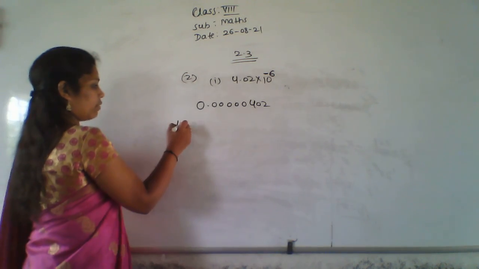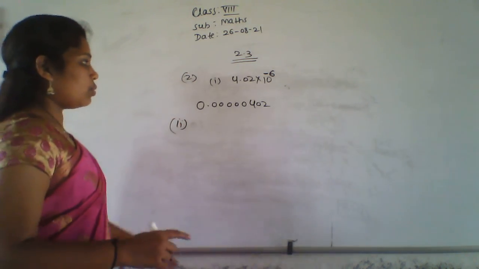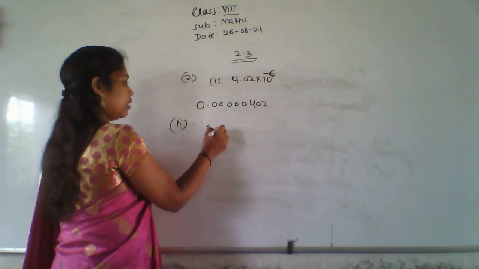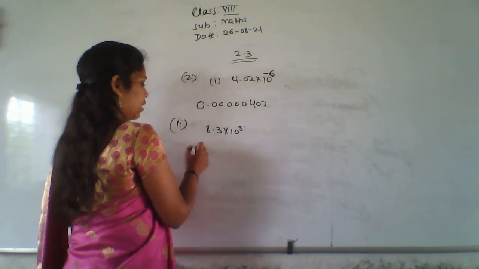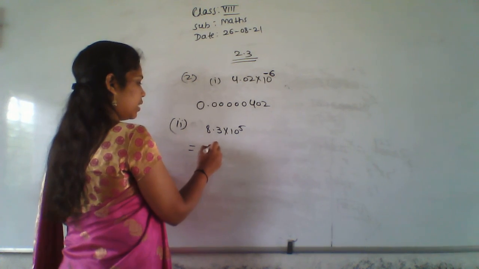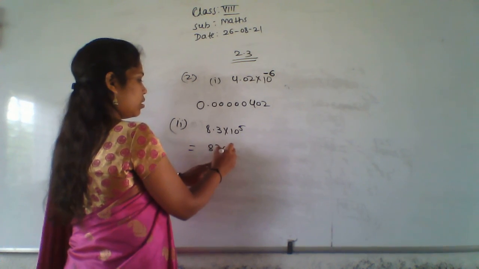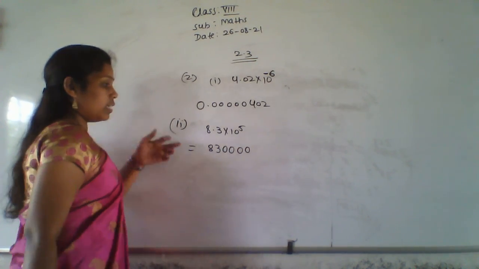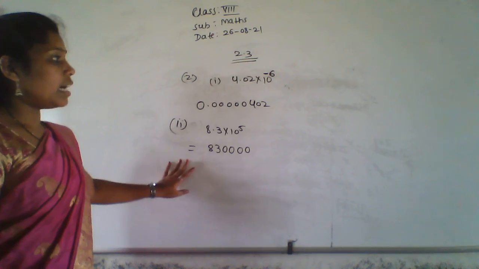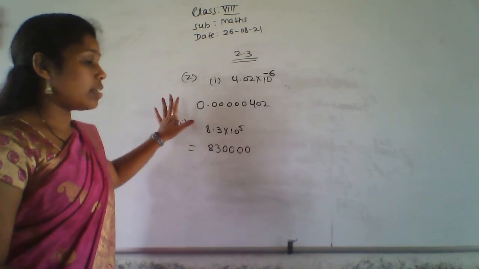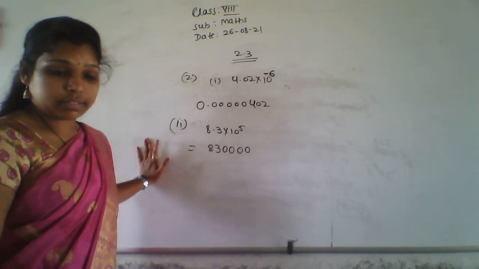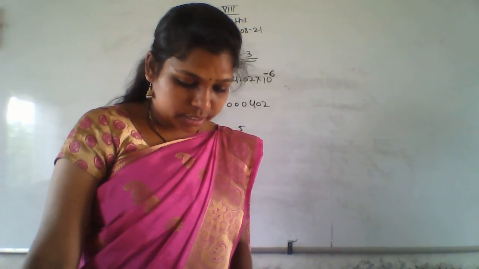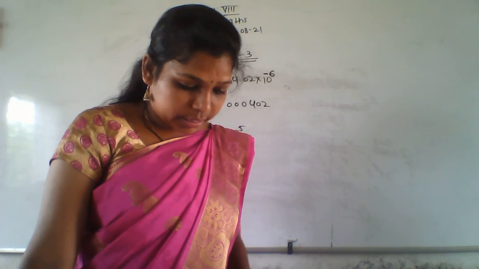So next, second case: 0.00000402. Next, 8.3 into 10 to the power 5 is there. Then the point will shift to the right side here. That is 3, one number, 2, 3, 4, 5. Right? So this is the answer for this one. Like that we have to convert. This is called the usual form of a number. So second main, the other problems, third, fourth, fifth, sixth, do it yourself.